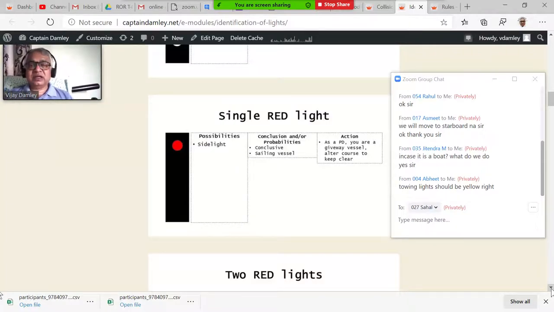So now here you get a single red light. Single red light means it is a side light. And it is conclusive. Why? Because it is a sailing vessel.